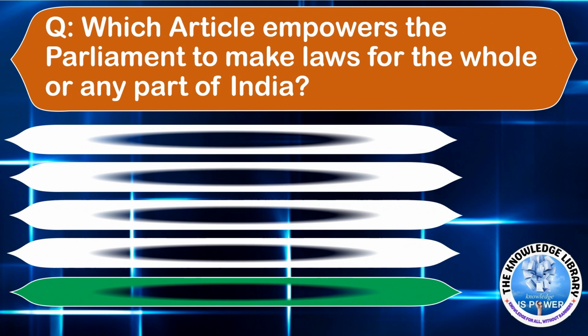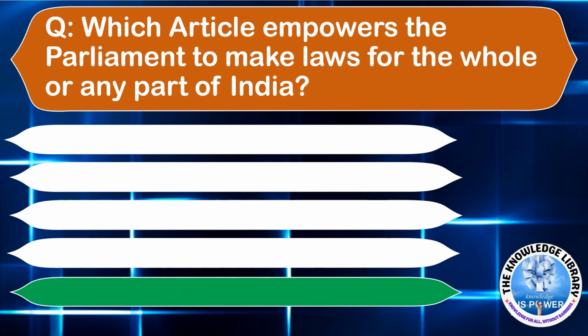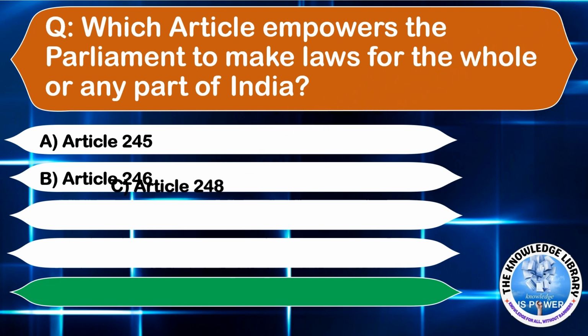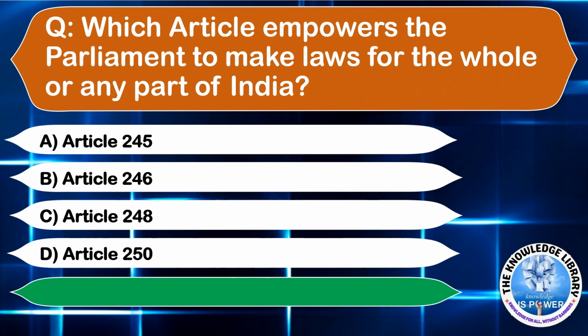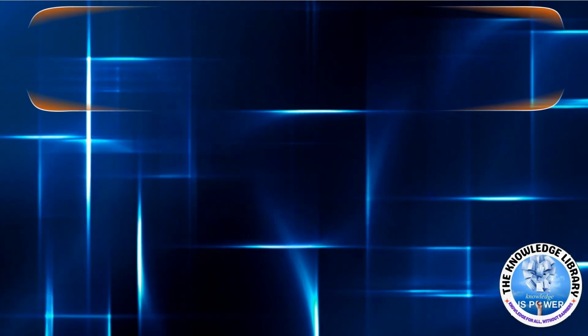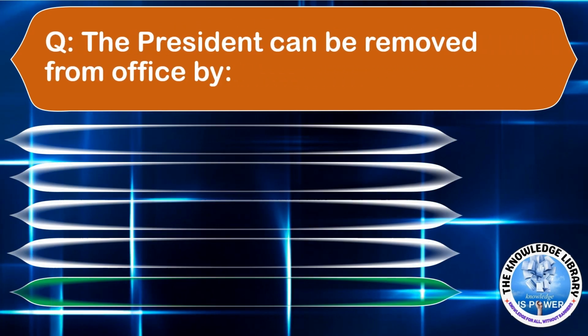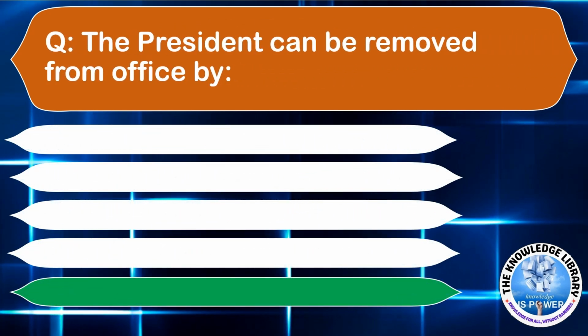The next question is, which article empowers the Parliament to make laws for the whole or any part of India? Option A, Article 245. Option B, Article 246. Option C, Article 248. Option D, Article 250. Correct answer is option A, Article 245.